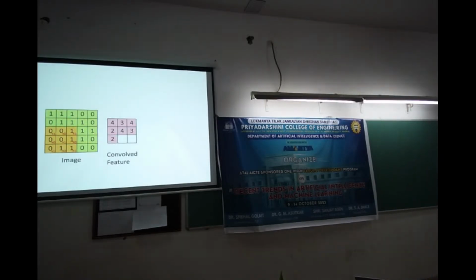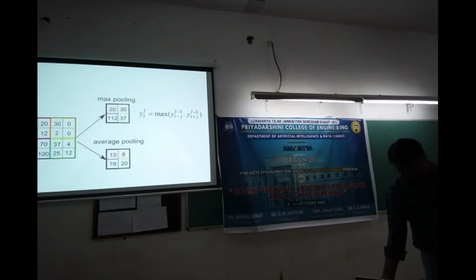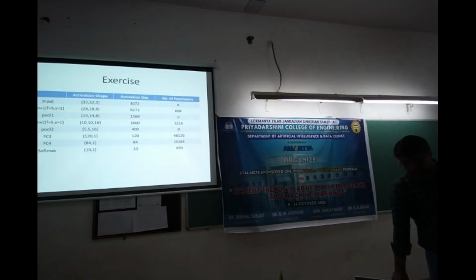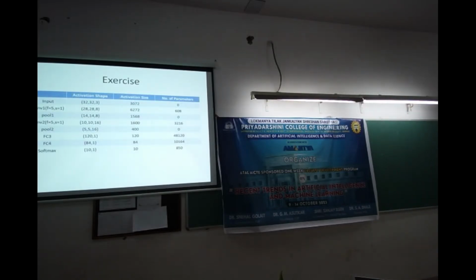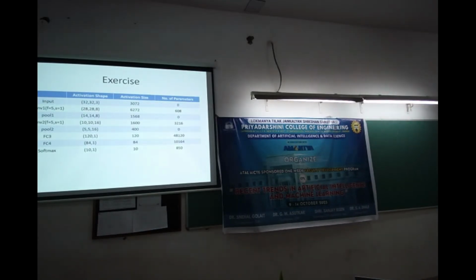Here, this is an input of size 5 cross 5. Here we are applying a filter of size 3 cross 3. What is the output shape? 3 cross 3. So the output shape can be determined as input shape minus filter shape plus 1: 5 minus 3 plus 1. That is the output. Similarly here, in this exercise, 32, 32 gets converted into 28, 28. The formula is 32 minus 5 plus 1.